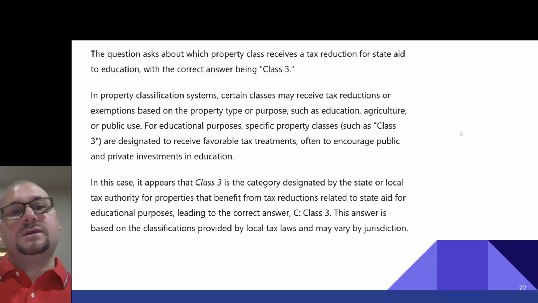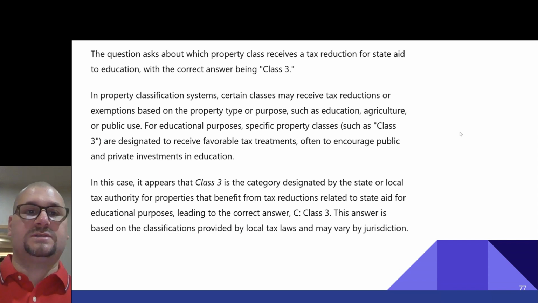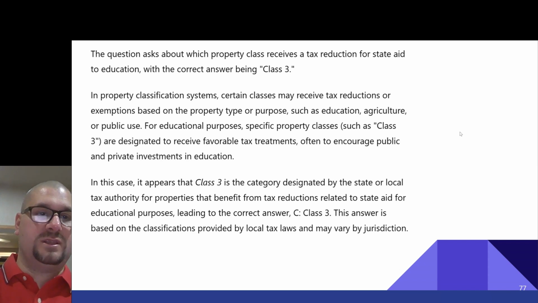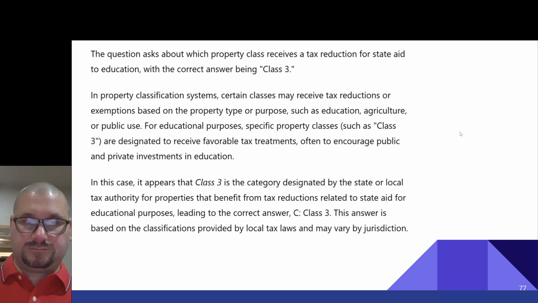So in property classification systems, certain classes may receive tax reductions or exemptions based on the property type or purpose, such as education, agriculture, or public use. For educational purposes, specific property classes, such as Class 3, are designated to receive favorable tax treatments, often to encourage public and private investments in education.